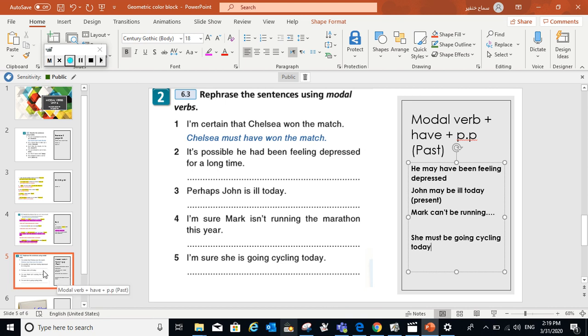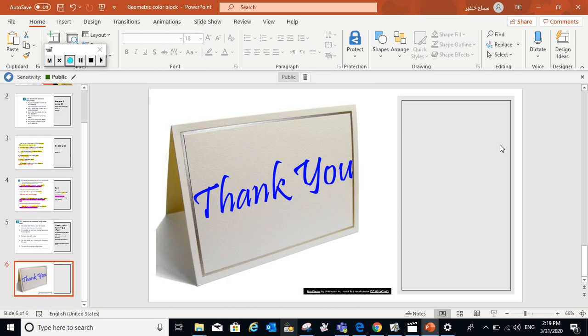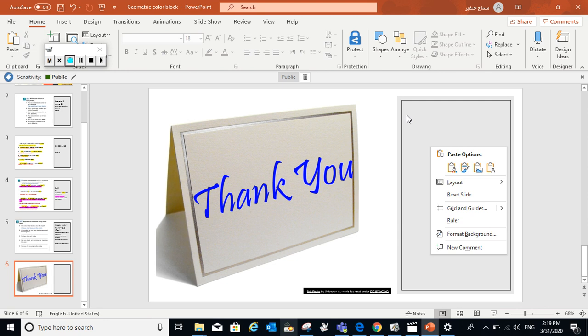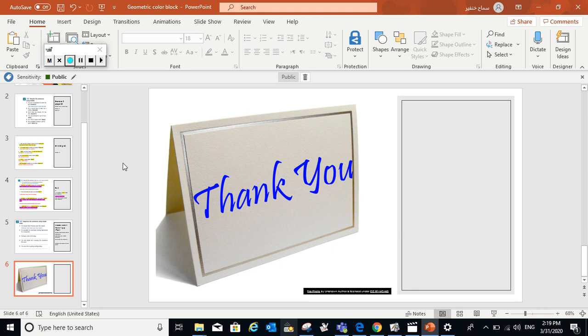So this is all. I hope you understand the difference between present modals and past modals. So please, if it is just present modals, we have to insert the modal plus the base form. If it is a past modal, you should write the modal plus have plus the verb in the past participle.